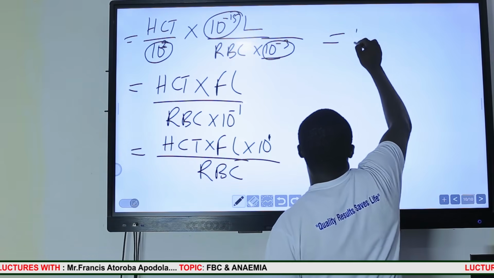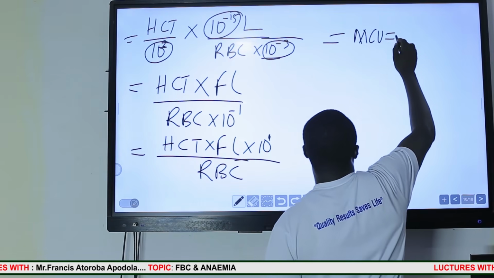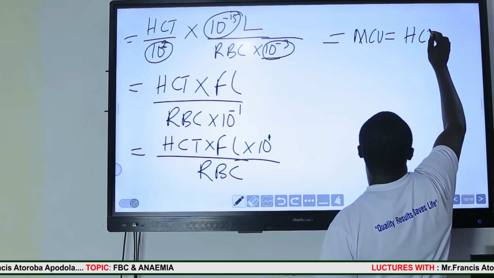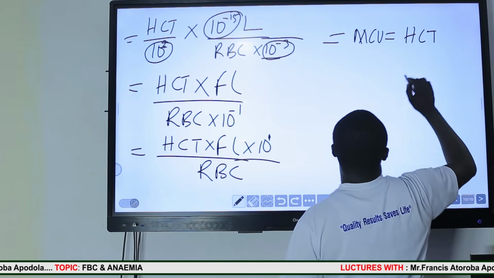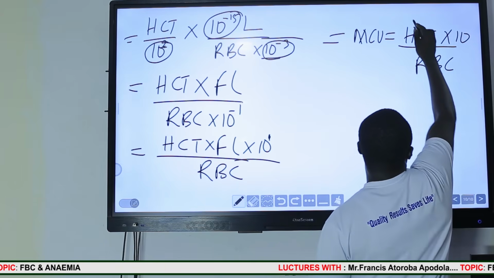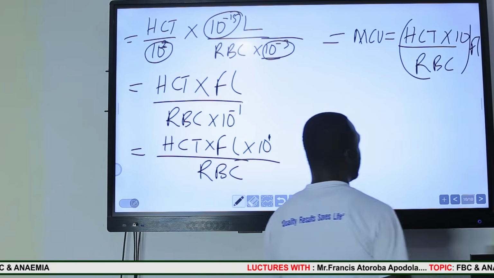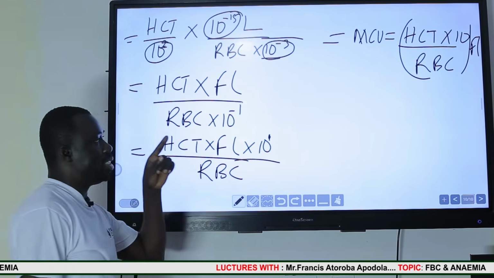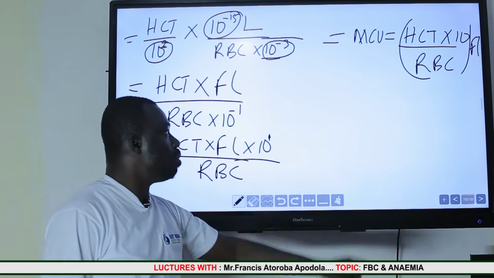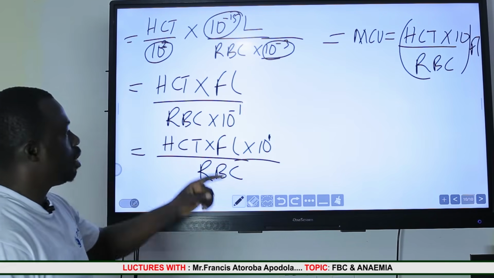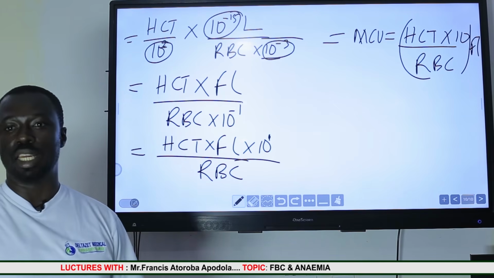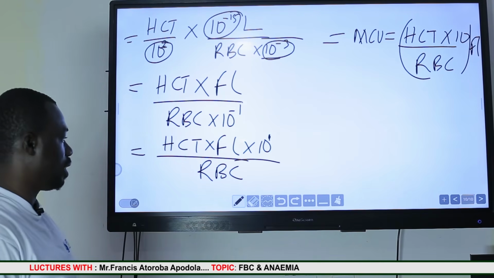So now MCV will be equal to the hematocrit value times 10 divided by RBC, and the unit will be in femtoliters. So this is the short proof of the formula. Anytime you want to calculate the MCV, you take the hematocrit, you multiply by 10, you divide by the RBC, and the answer is in femtoliters.